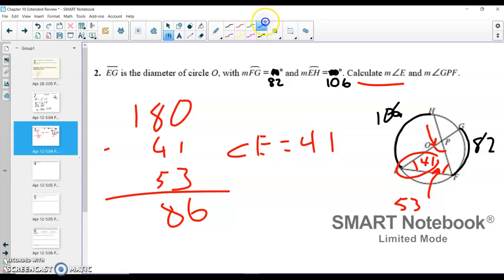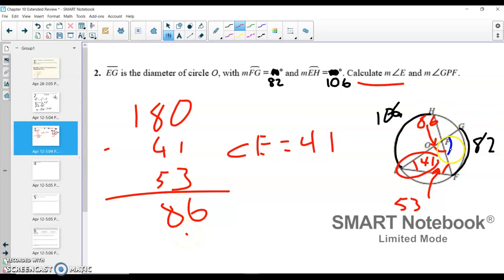The next thing to look for, and I'll change colors to blue, is this angle right here, GPF. G to P to F. It's the one in blue. Now, what you might notice, and the best way to probably see it, is that this angle in red, which you would maybe call EPF, is that 86 number. That's what I found right here. So that is actually 86.